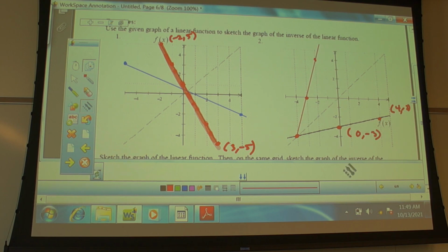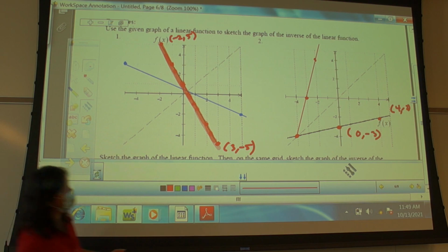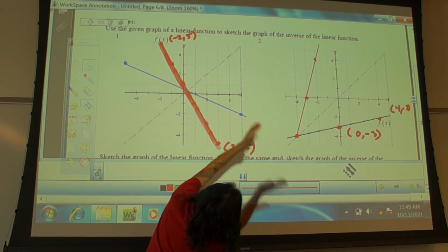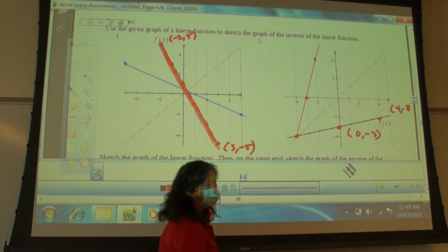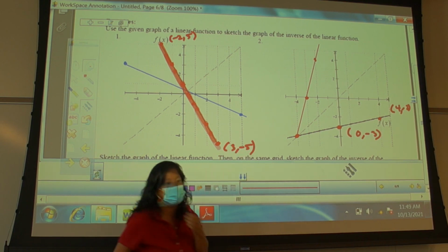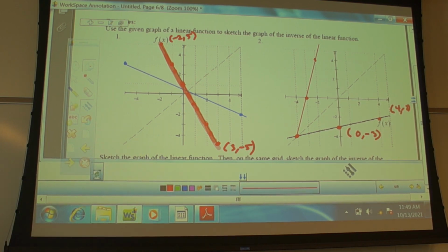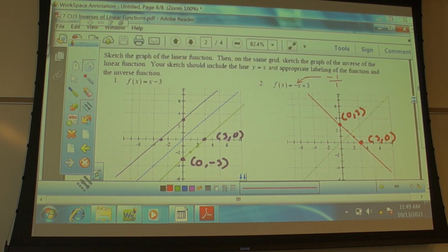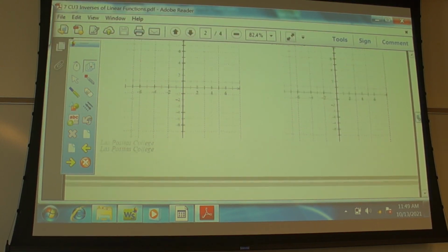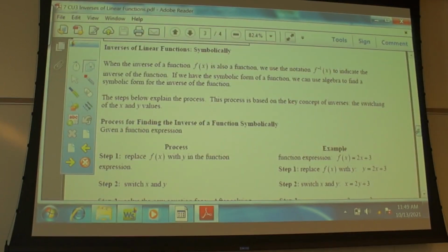You'll see they're mirror images of each other. If you turn your head this way and look at it this way, you can see they're mirror images of each other, right? Or you can just rotate your paper. That's probably easy enough. Okay, good. So now we've looked at that graphically a little bit more. Let's take a look at it symbolically.